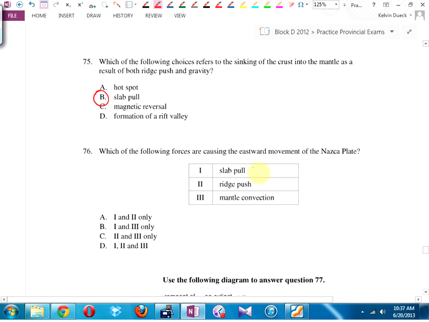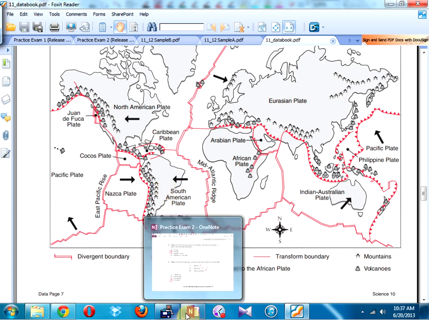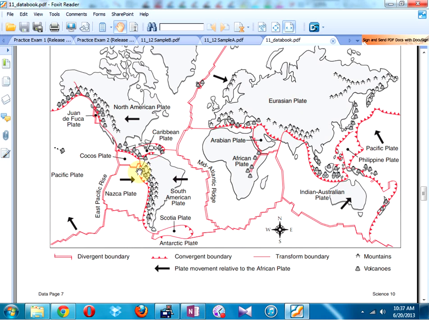I think we have slab pull. I think we have ridge push, and I think we have mantle convection. You know what? I think it's all of them, right? If I go look at this, here there is the mantle being split apart as the lava flows and pushes as the new rock is formed. So there is the first and third answers, and there is your slab pull as it's getting pulled underneath. Translation, probably a fair number of volcanoes. Oh, yeah, lots of volcanoes and earthquakes there.